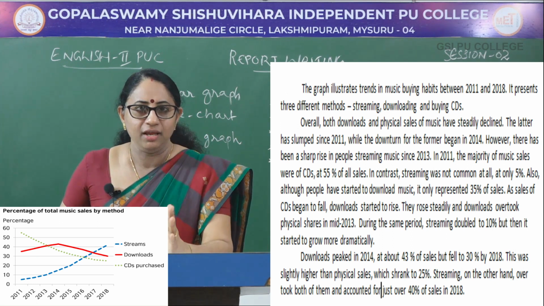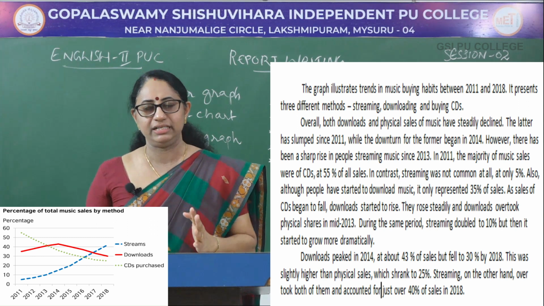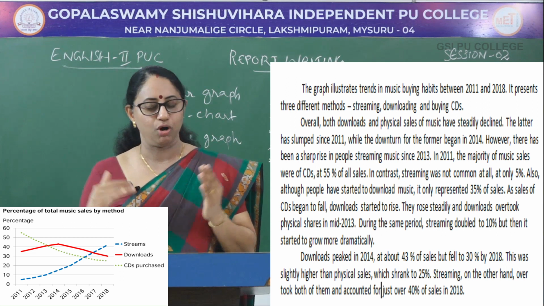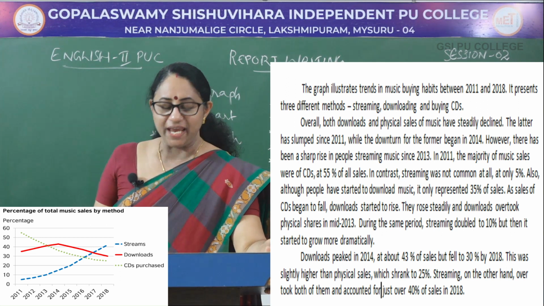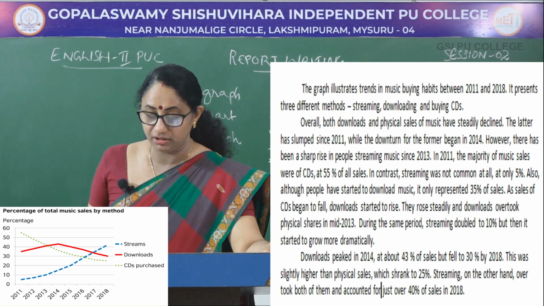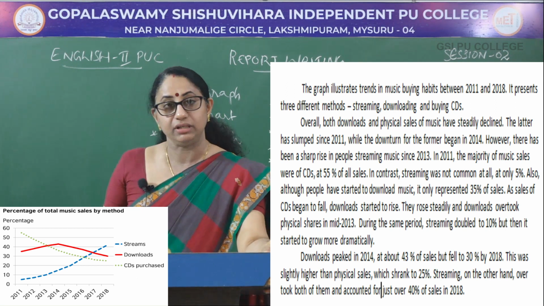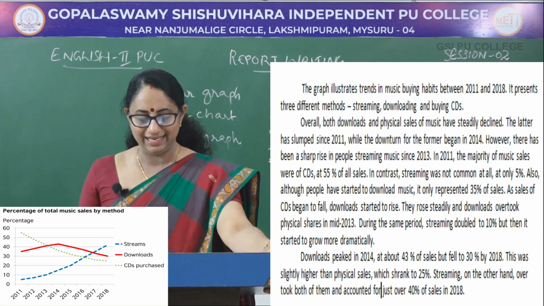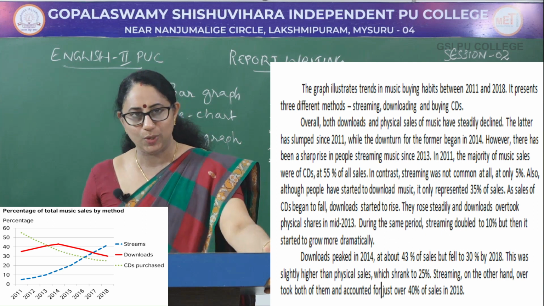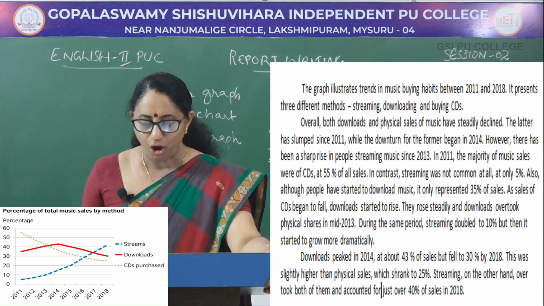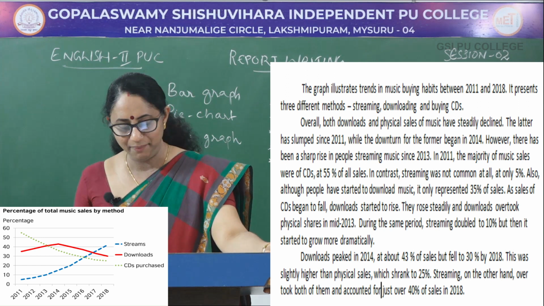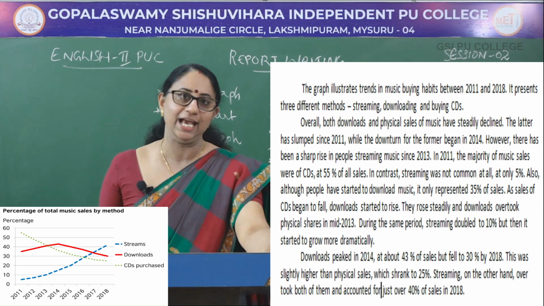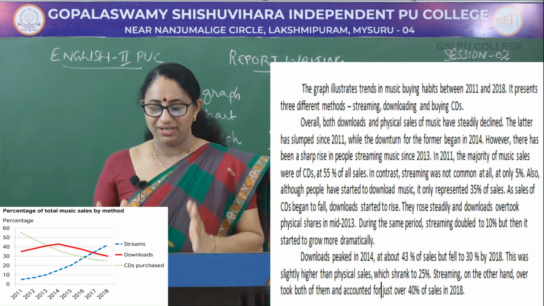So in the body of the report, we have written in detail our interpretation of the graph. Now let us move on to the conclusion. Downloads peaked in 2014 at about 43% of sales, but fell to 30% by 2018. This was slightly higher than physical sales, which shrank to 25%. Streaming, on the other hand, overtook both of them and accounted for just over 40% of sales in 2018.